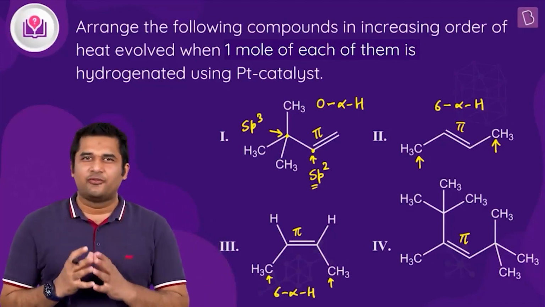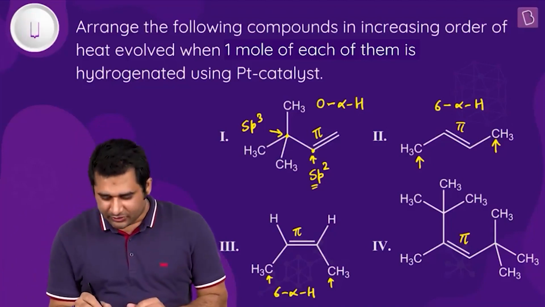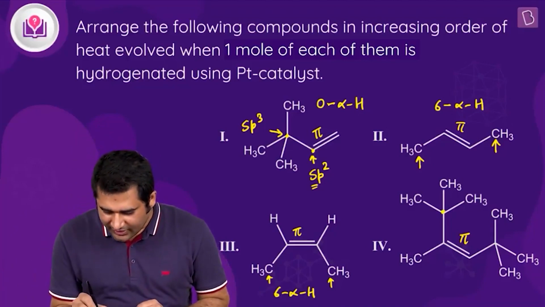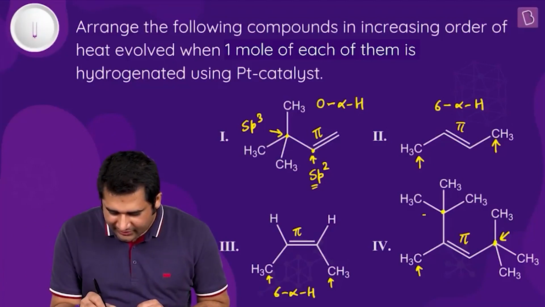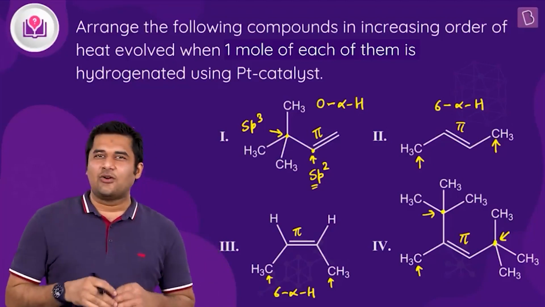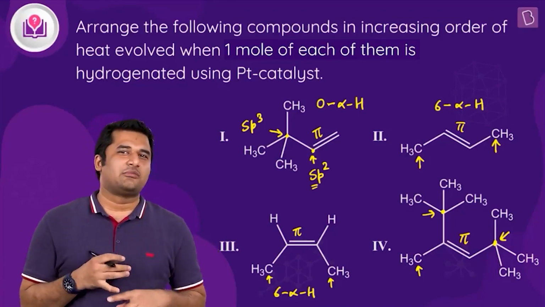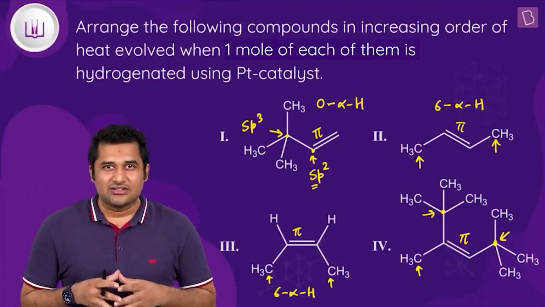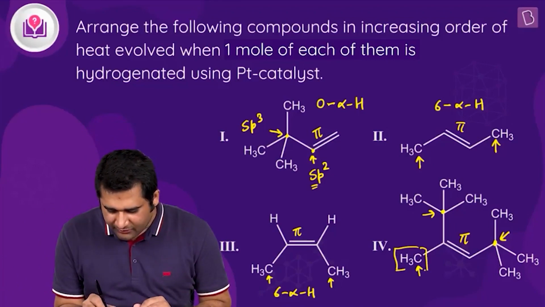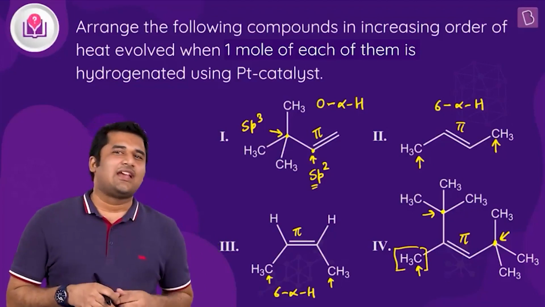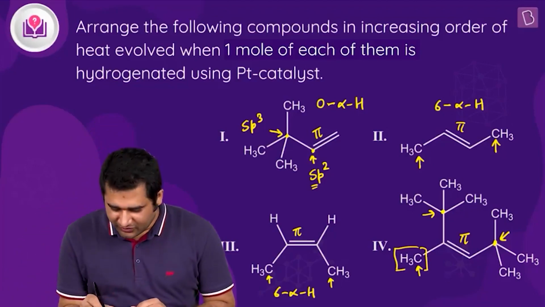Moving to option 4, that is compound 4. Here you can see we have 3 alpha carbons, this one and this one. And you can clearly see that out of these 3, 2 alpha carbons do not contain hydrogen. That means only this one carbon will contribute to hyperconjugation, and this carbon has 3 alpha hydrogens. So in this case we have 3 alpha hydrogens.